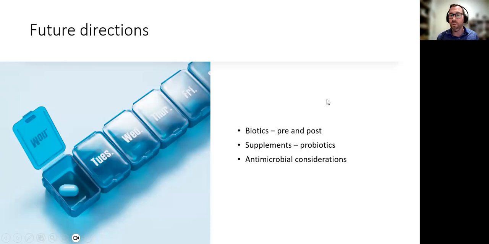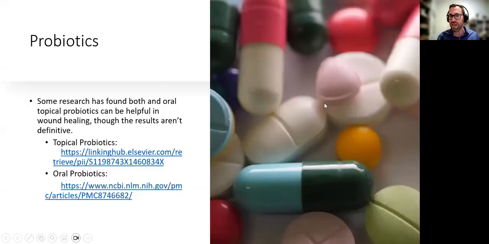So future directions, what can we do with all this information? Where's it going? What are we going to learn? How are we going to position our research? So there is some research that's found both oral and topical probiotics can be helpful in wound healing, but the results, as usual, are inconclusive, and we need a little bit more research. They're not quite definitive.